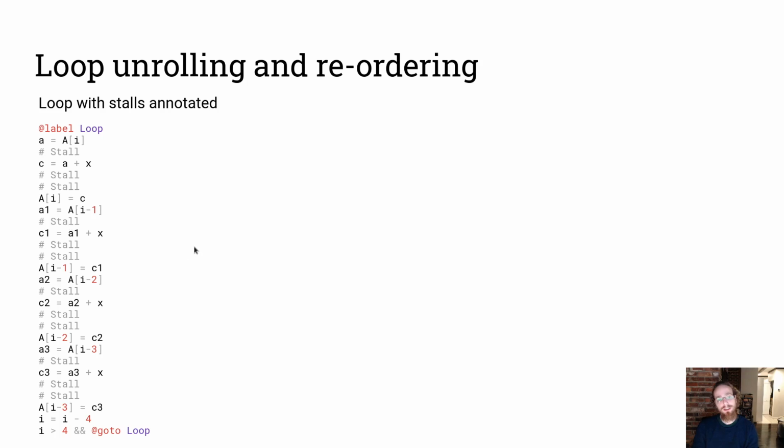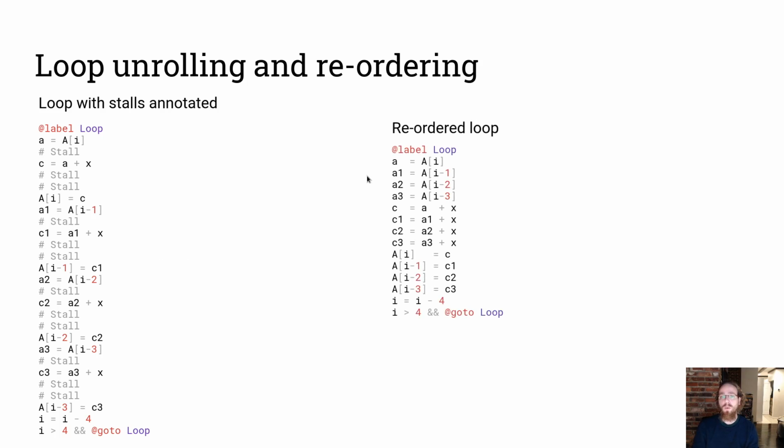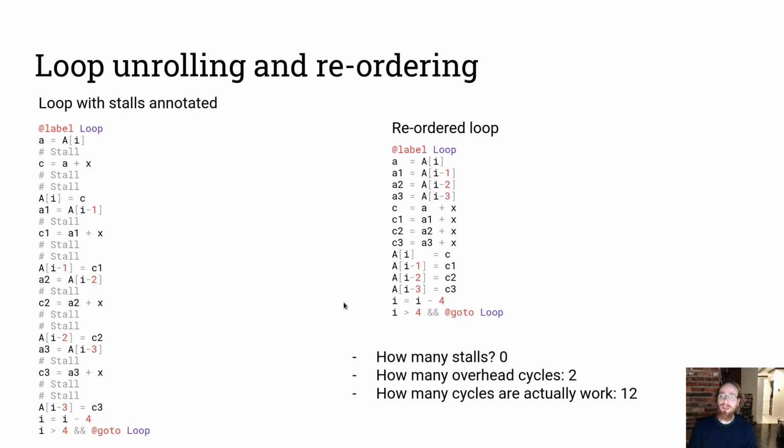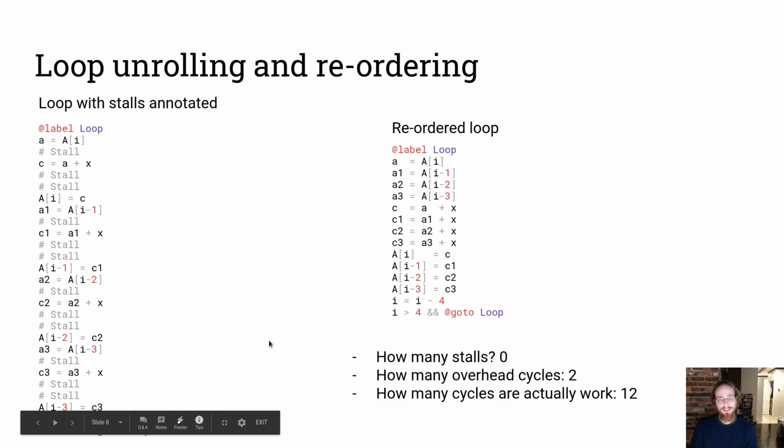This allows us to do a drastic reordering where I can group all of the load operations together, all of the addition operations together, and all of the stores. By doing so, I am capable of removing all stalls. I still have 2 overhead cycles and 12 work cycles, so this loop is a lot more efficient and faster to execute.